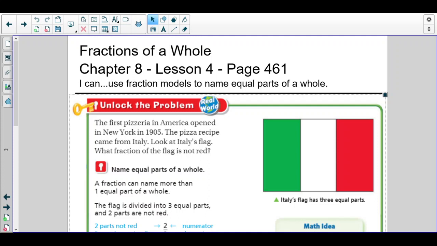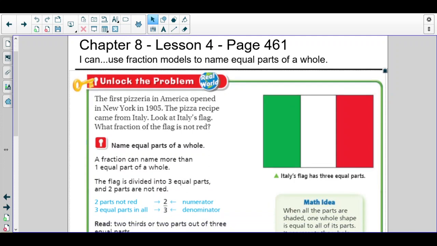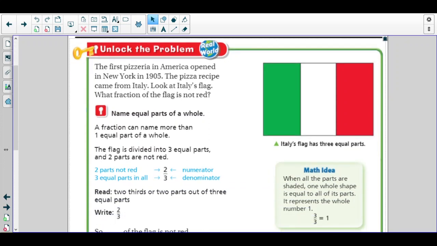All right, so let's take a look at this problem here. We've got some vocabulary very important for us to know. It says the first pizzeria in America opened in New York in 1905. The pizza recipe came from Italy. Look at Italy's flag. What fraction of the flag is not red? Not red. Okay.